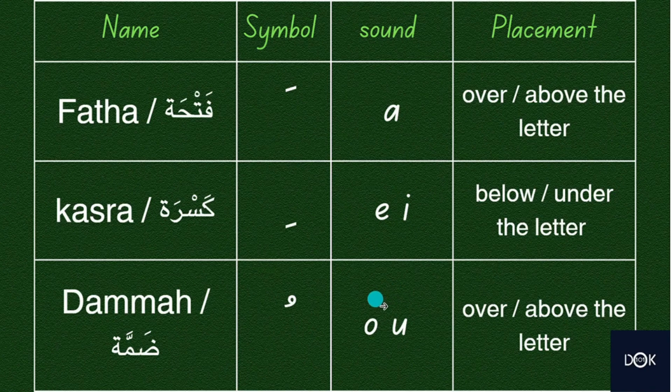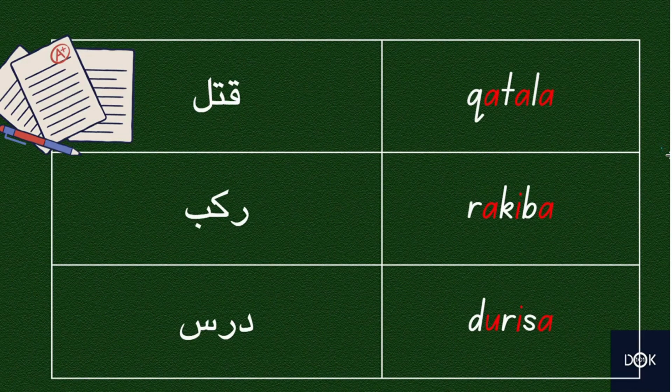Now I have an activity for you. We're done with harakat and I'm hoping that you have understood them. Here's an activity, and I've written the Arabic words without harakat, and you have to place the harakat according to the sounds or pronunciations written. So the first one is qatala, and the second one is rakiba, and the last one is durisa. And that's it for today.